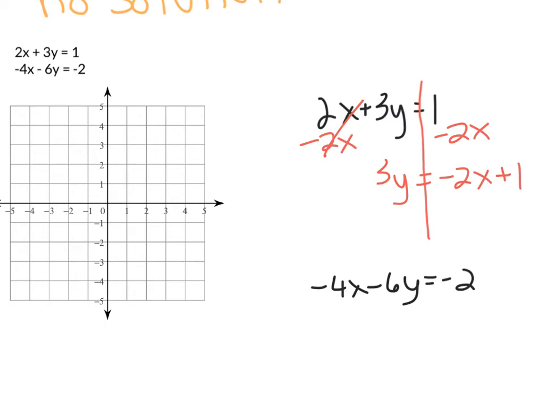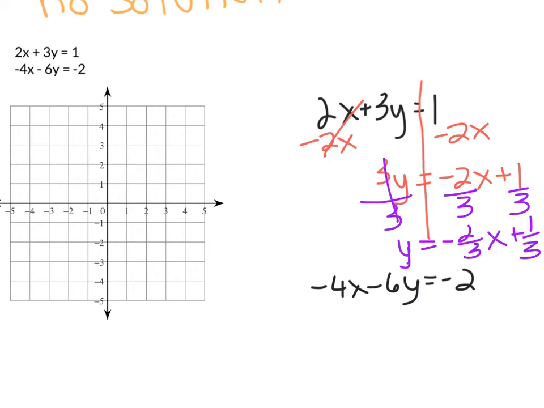And the reason I did that is because I want it to look like y equals mx plus b, and you can see it's almost like it already, y equals mx plus b. It's just this 3 needs to move. So that's my final step. I'm going to divide by 3 everywhere. Mark it out. So then I get y equals negative 2 over 3x plus 1 over 3.